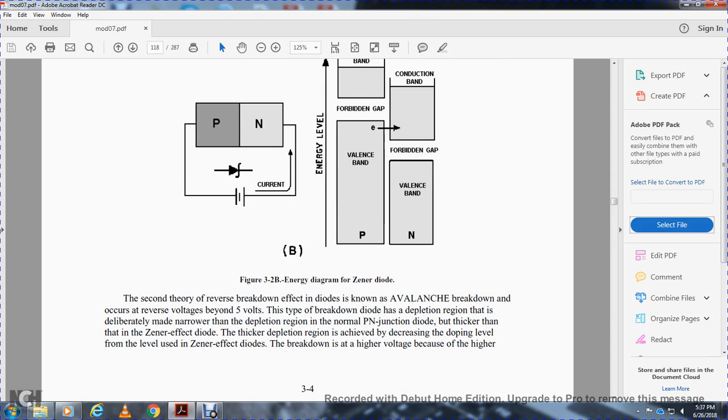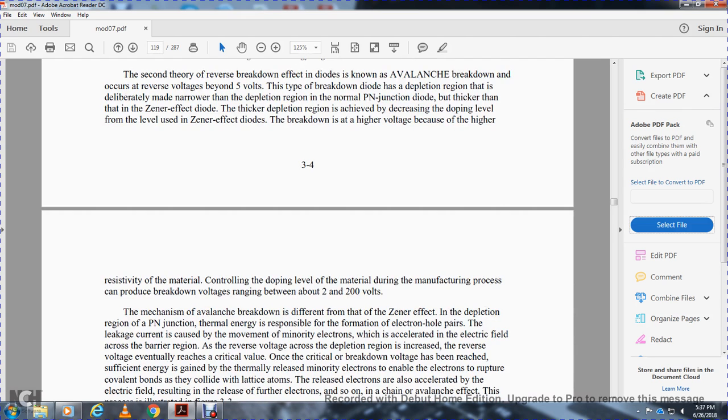The second theory of the reverse breakdown effect of diodes is known as the avalanche breakdown, which occurs with reverse voltage beyond 5 volts. In this type of breakdown, the depletion region is normal for a positive-negative junction diode, but thicker than in the Zener effect diode. The thicker depletion region is achieved by decreasing the doping level compared to the Zener diode.